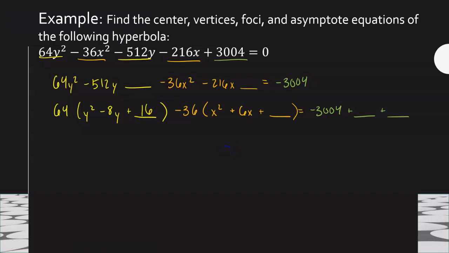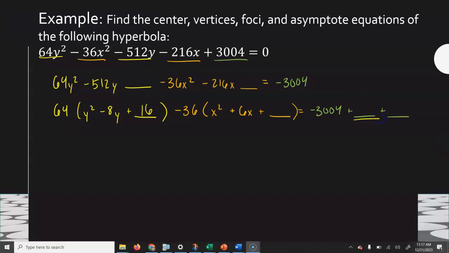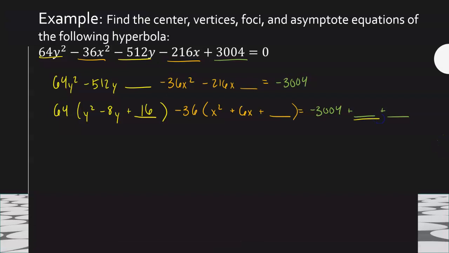Now the problem is I'm not going to put 16 over in this other blank. The reason why, remember, is because that 16 really has a value of 64 times 16. So we're going to take 64 times 16, and then put that value over here. Again, you'll be using your calculator. 64 times 16 is 1024, so that's what we would add over in that other spot.